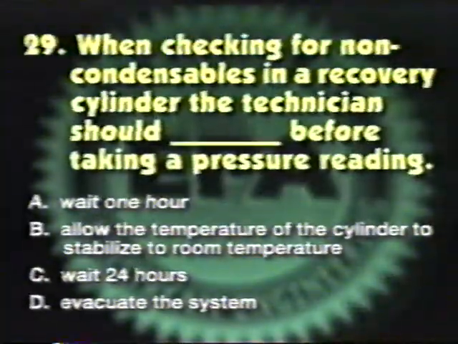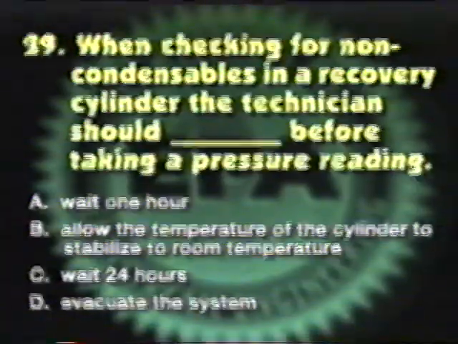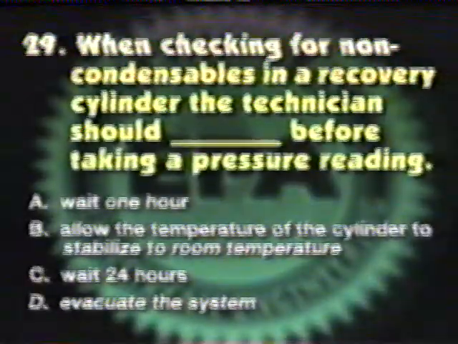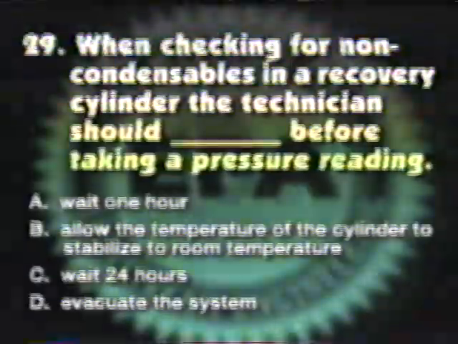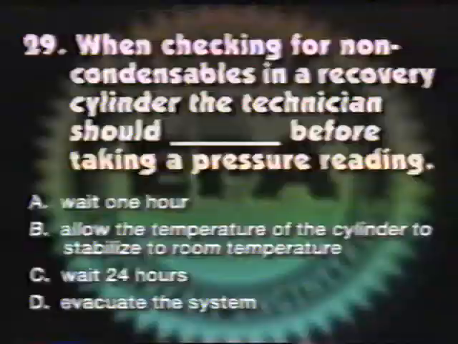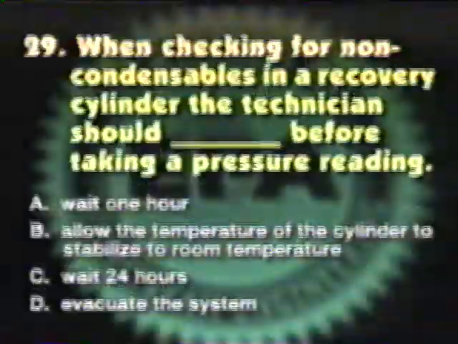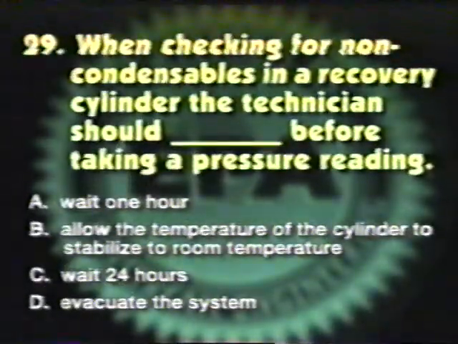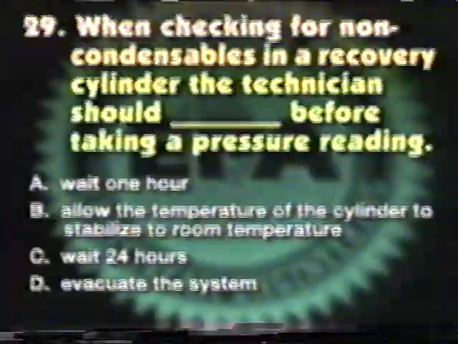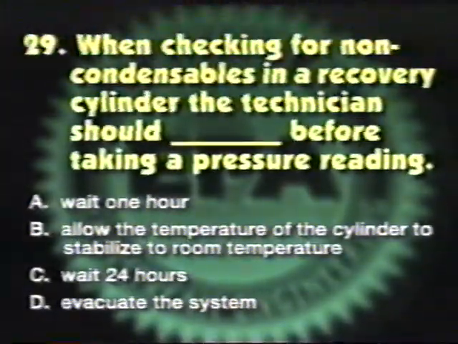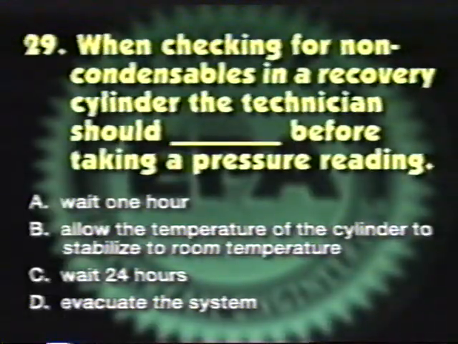When checking for non-condensables in a recovery cylinder, the technician should do which of the following before taking a pressure reading? A. Wait 1 hour. B. Allow the temperature of the cylinder to stabilize to room temperature. C. Wait 24 hours. D. Evacuate the system.